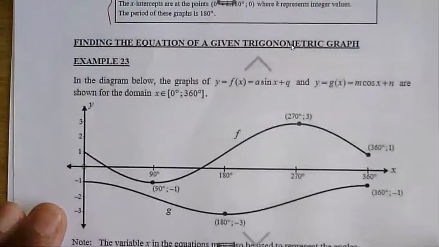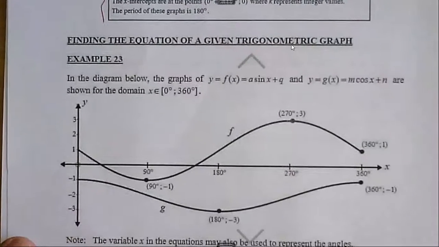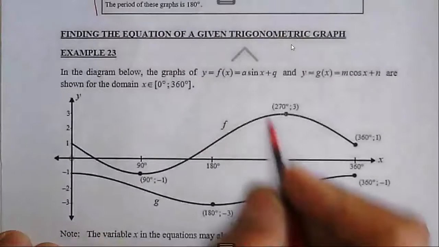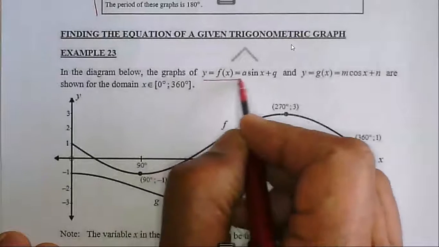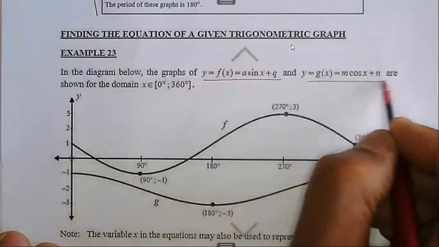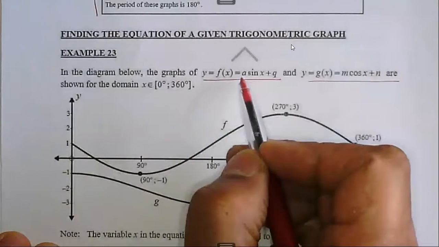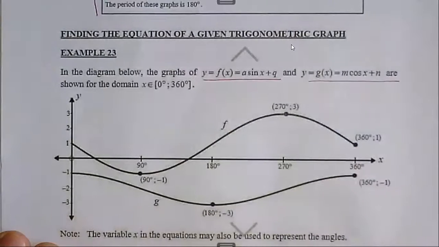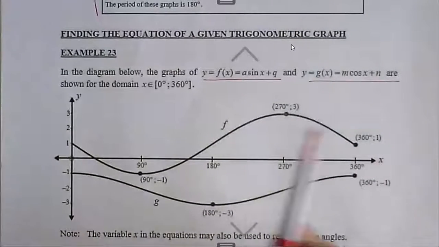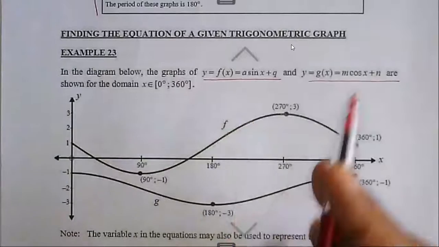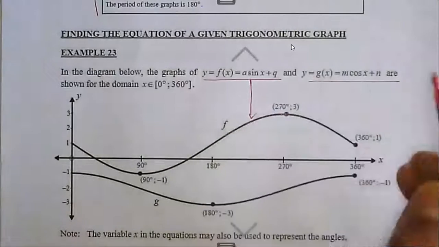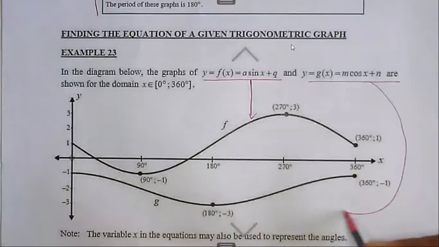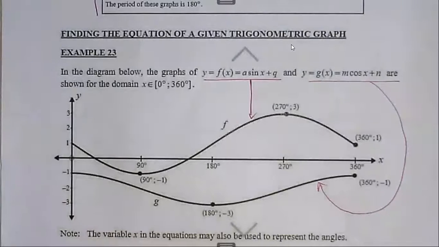Now, finding the equation of a given trig graph. Look at the following equations. There's your sine graph and there's your cos graph. a and q are unknown, m and n are unknown. So this is the graph of f, this one here, right? That is the graph of f. And this is the graph of g. Have a close look at these graphs and see how they behave.